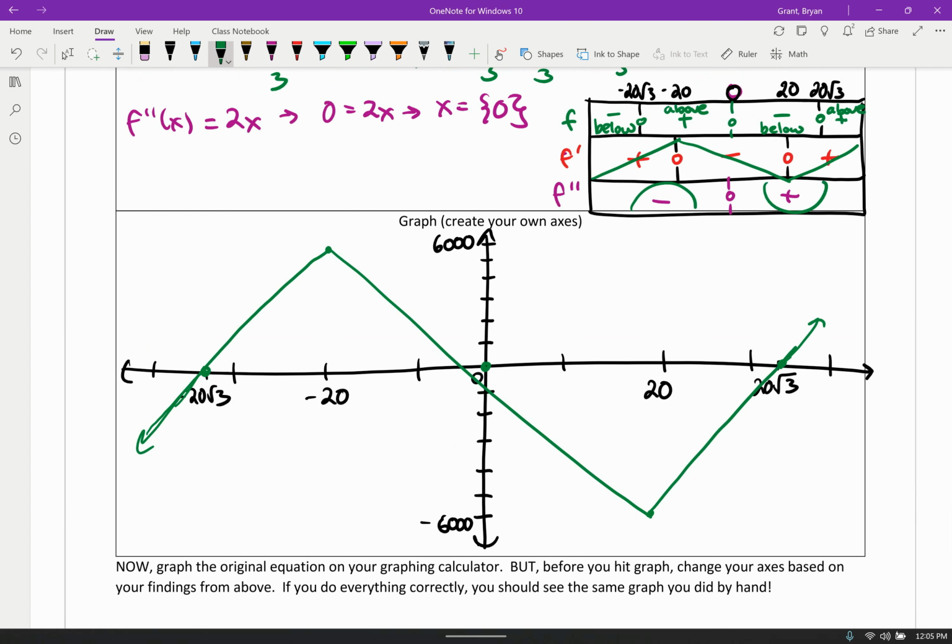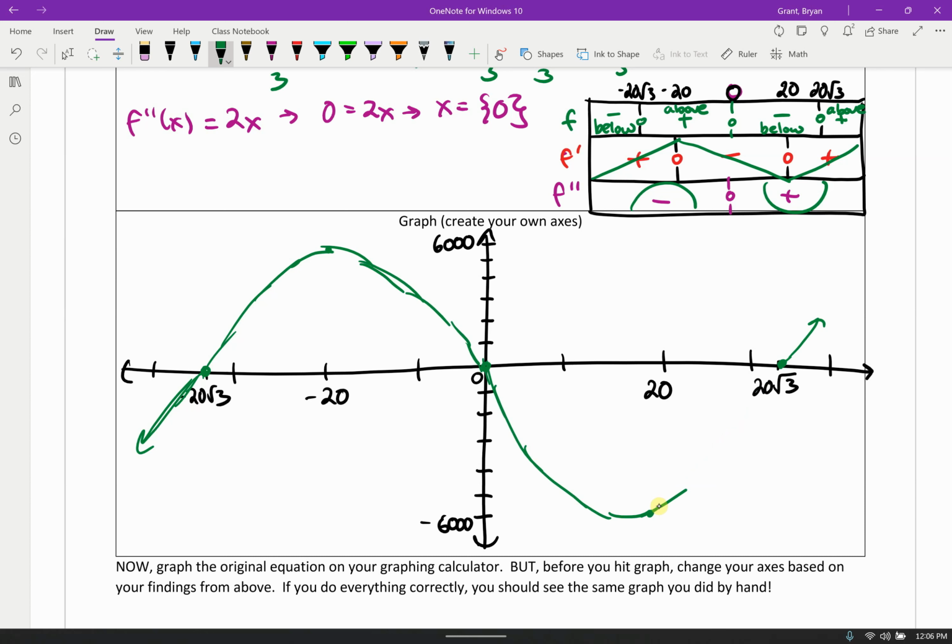But that has no concavity or curviness. It says we should be concave down until 0. So I think this first part needs to be concave down until 0. And then we have to change our concavity. So now I'm concave up until infinity. There we go, something like this. And I think we have a pretty darn good sketch of a cubic function.